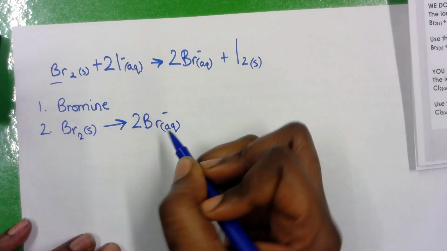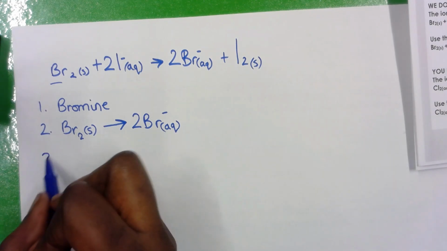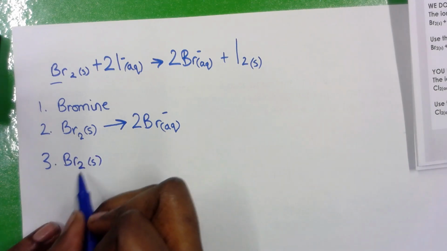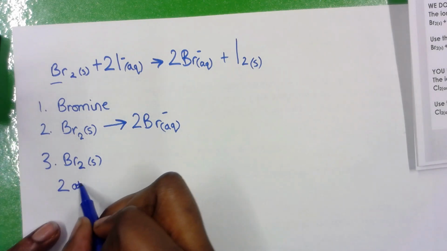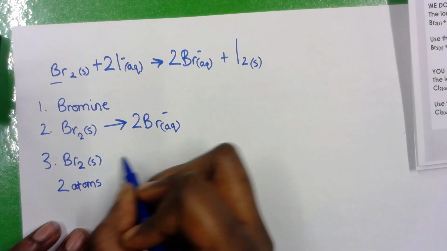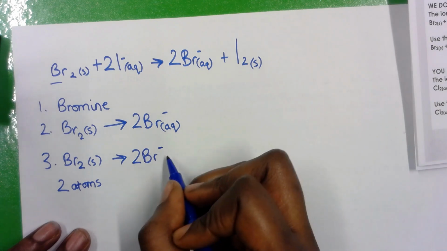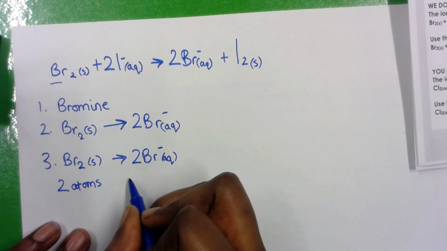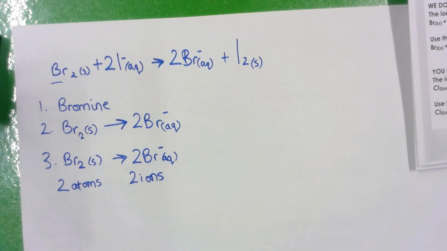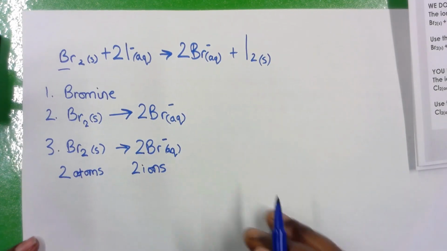Right, then we're going to balance the atoms and the ions. So we can see here Br2, which means we have 2 atoms, and then 2Br⁻ with our negative charge, which means we have 2 ions. So we've got 2 atoms and we've got 2 ions.